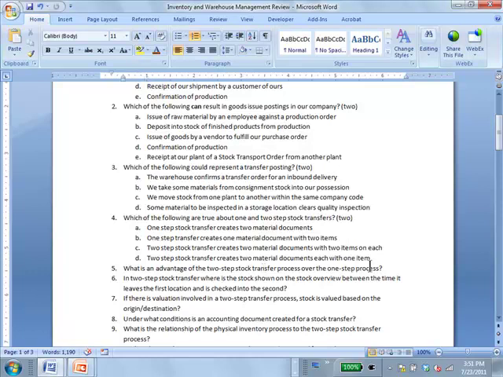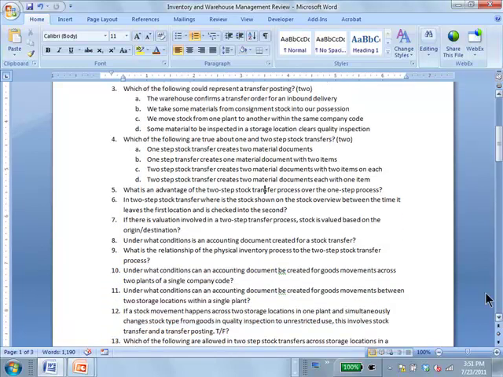Okay. 5. What is the advantage of 2-step process over the 1-step process? Tracking of stock in transfer, okay. Specifically, stock tracking of in transit stock. Right. If you do 1 step, you won't know if the material is in transit or not. But here, it's specifically put in transit. That is the advantage of 2-step. Answer is the ability to track stock in transit.